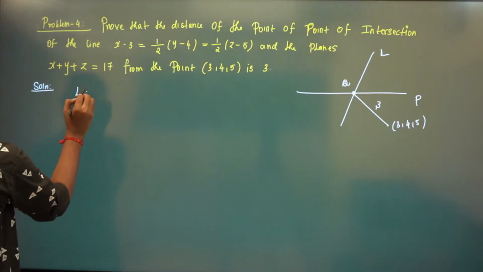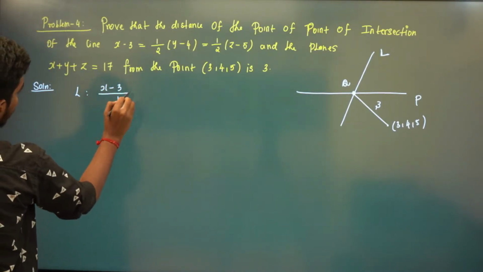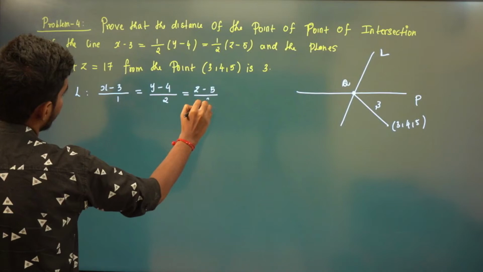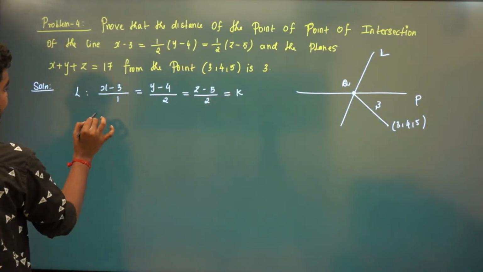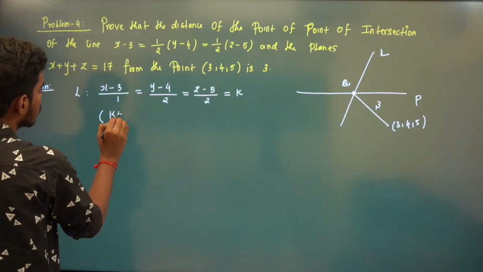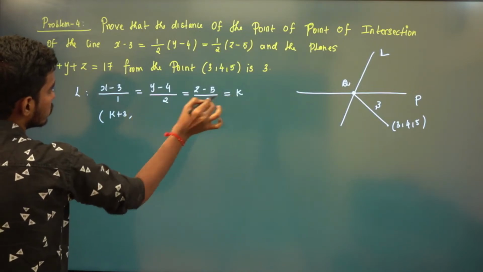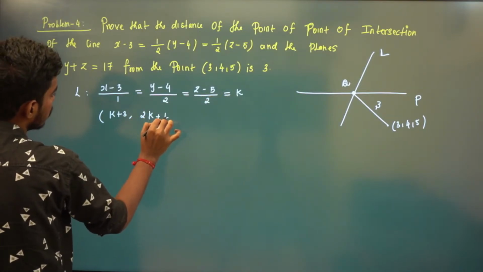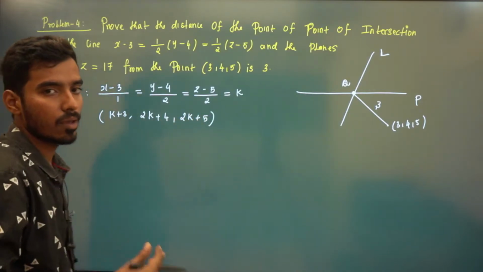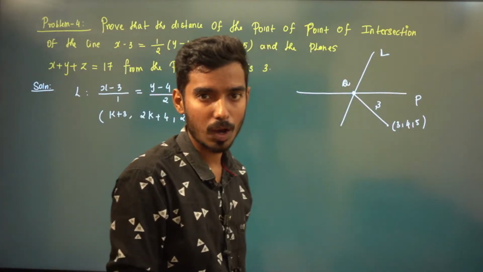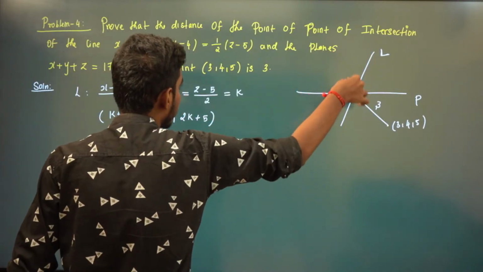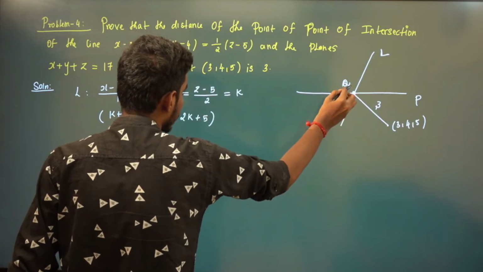So first, what is the given line? The given line is (x minus 3)/1, in symmetrical form, equal to (y minus 4)/2 equal to (z minus 5)/2. Let us say it is equal to k. So any point on the line will be of the form x, y, z, where x is k plus 3, y minus 4 is 2k so y is 2k plus 4, and z is 2k plus 5. So any point on the line will be of this form depending upon the value of k.